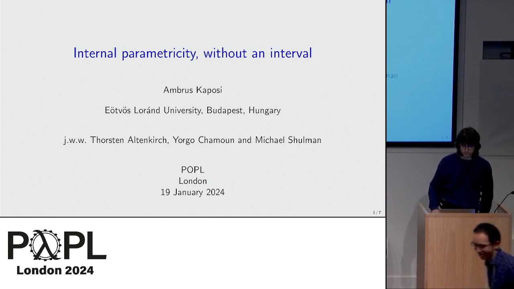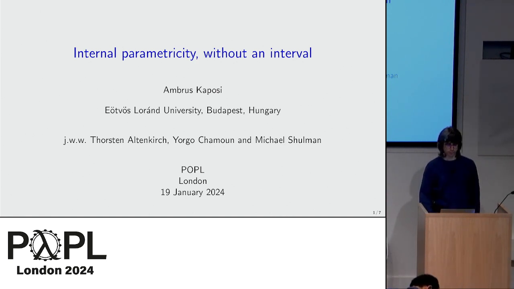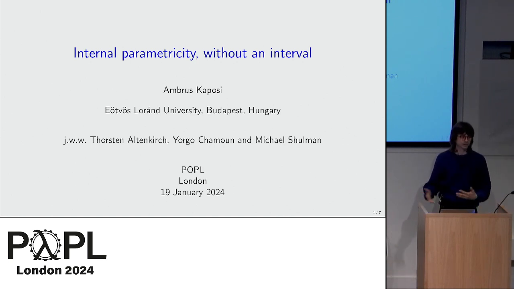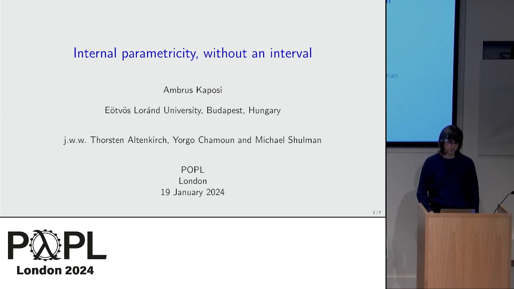Yeah, thank you. So this is joint work with Thorsten from Nottingham, Yorgo Chamoun, he was a student intern from École Polytechnique, and Mike Shulman from San Diego. And this talk will be about identity type in type theory, and we will get to parametricity very soon.